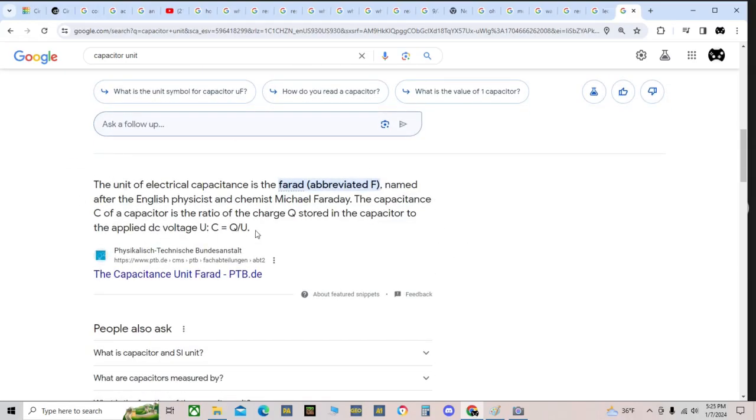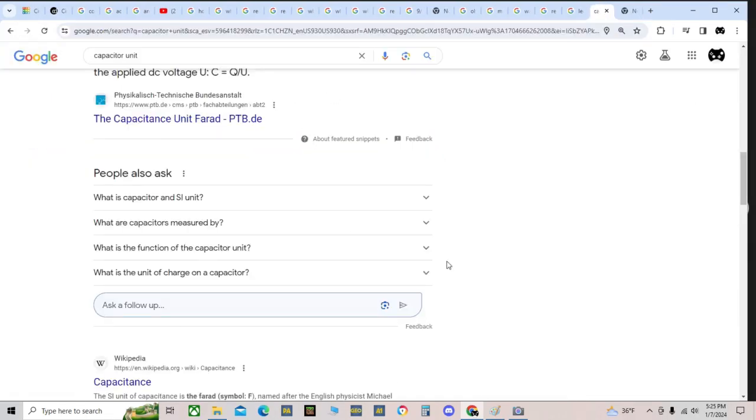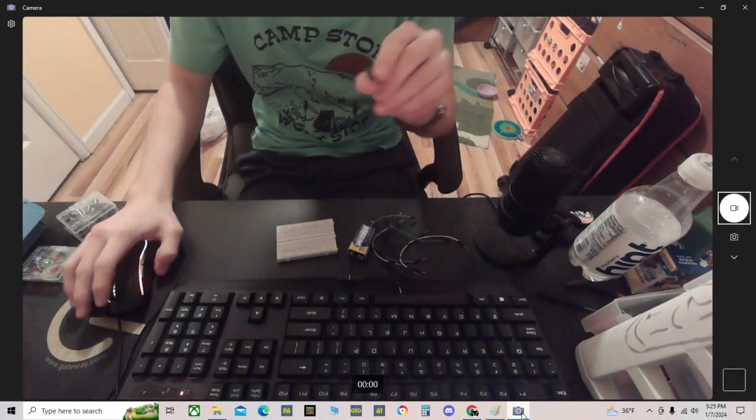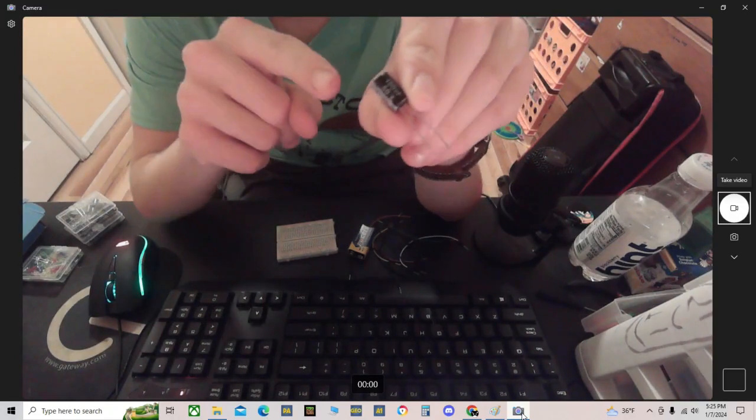I don't know, there's a bunch of fancy math with this. You can just look it up. The only thing you want to know about these is they have a voltage limit. If you exceed the voltage limit, like you can see on here, this one has a voltage limit of 50 volts. Don't exceed that or it will blow up.